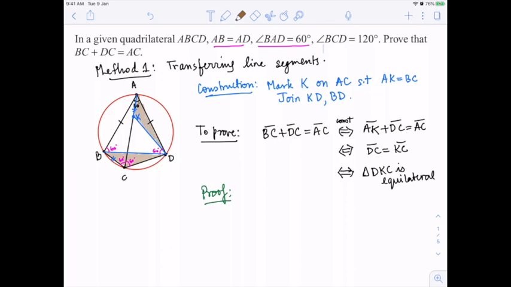We have to prove DC is equal to KC, and then it will become equilateral. But that's the same as showing DC is equal to DK, right? Because to prove this is equilateral, one angle is already 60, we have to just show it's isosceles. So showing it's isosceles, for instance, you could show by showing DC is equal to KD.